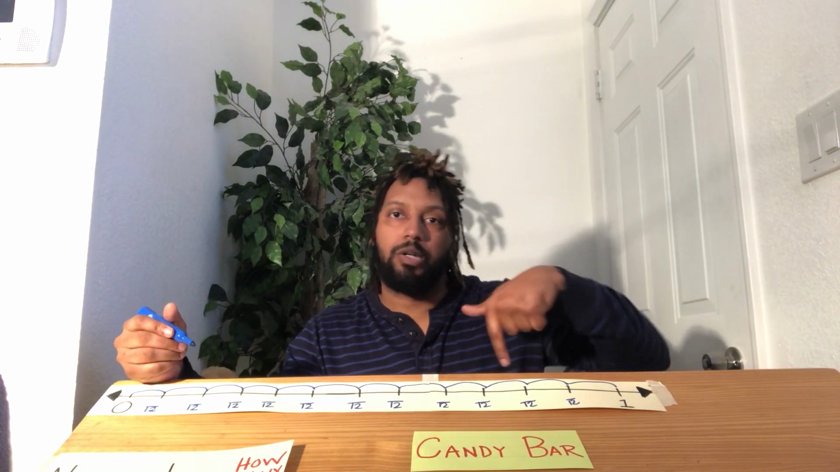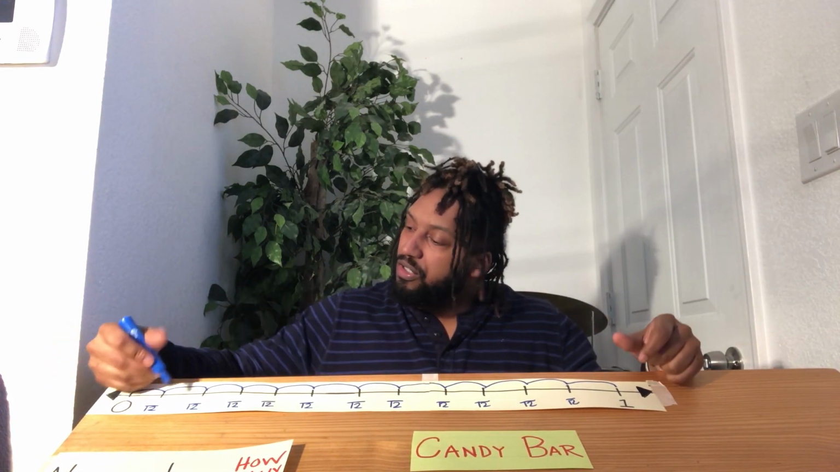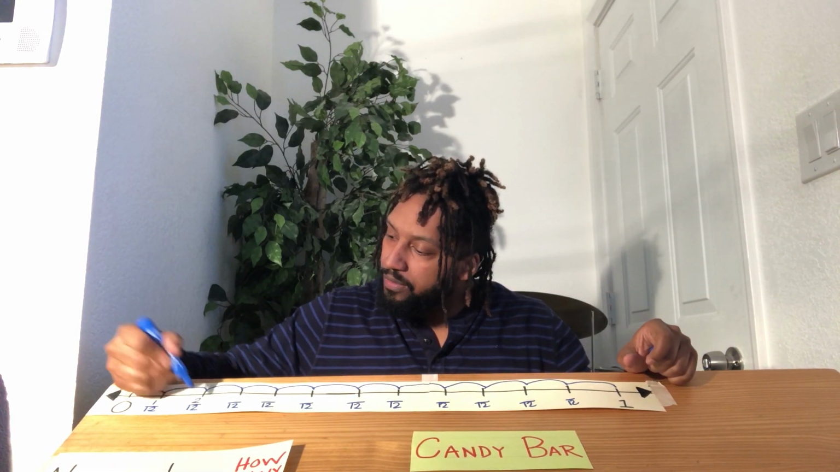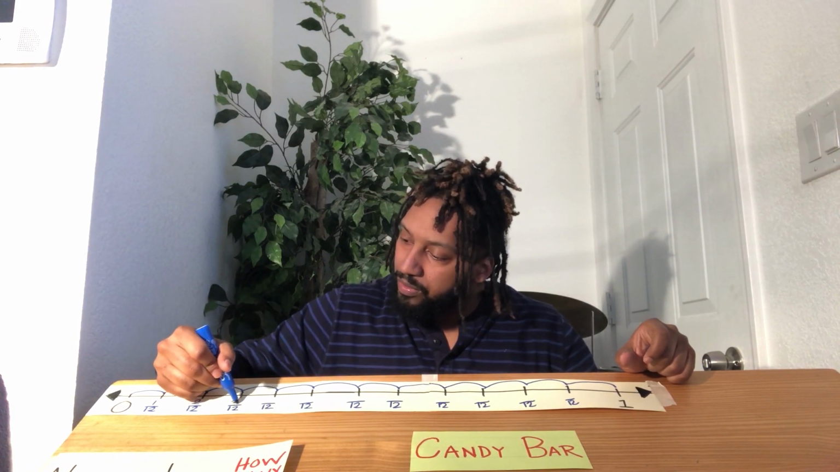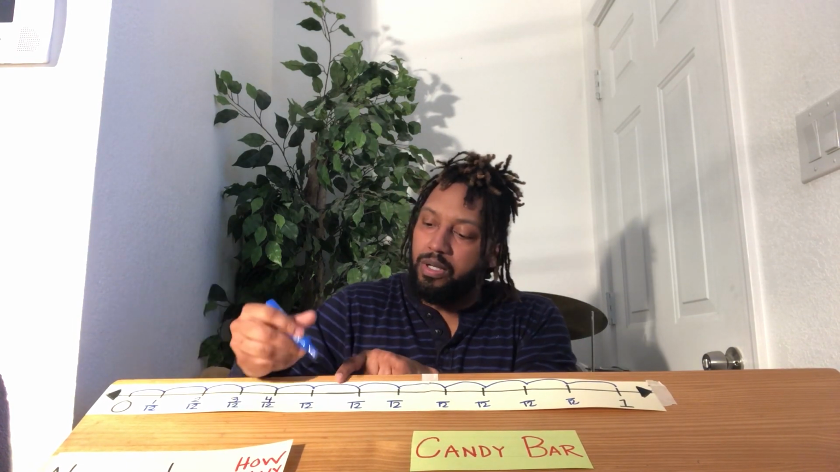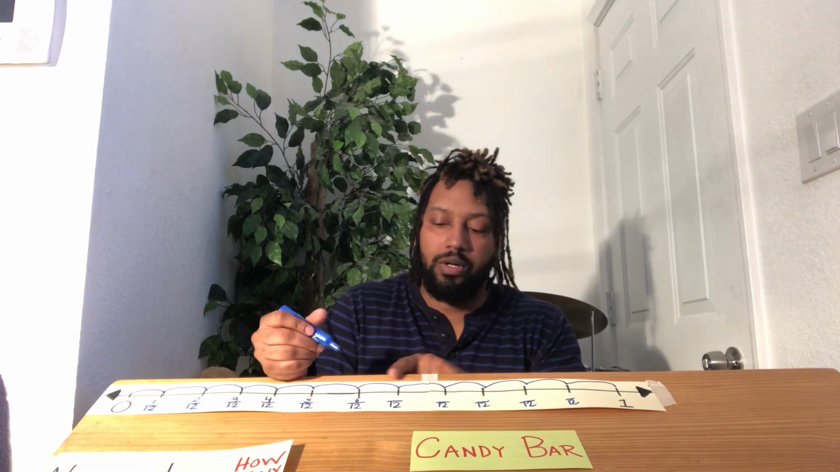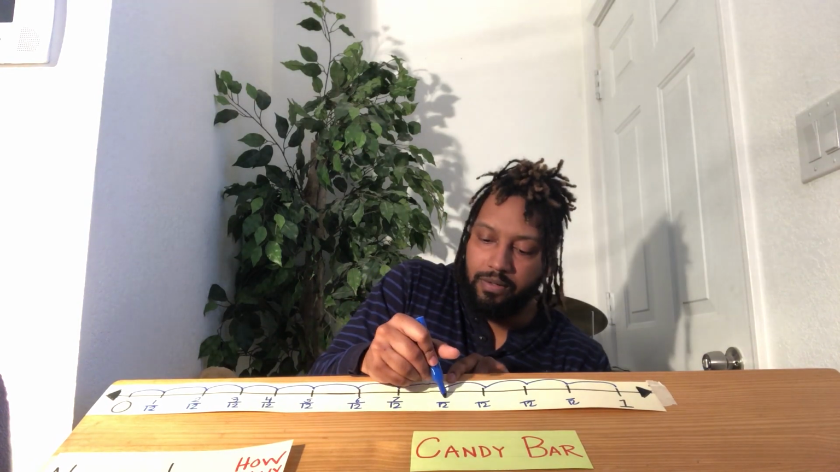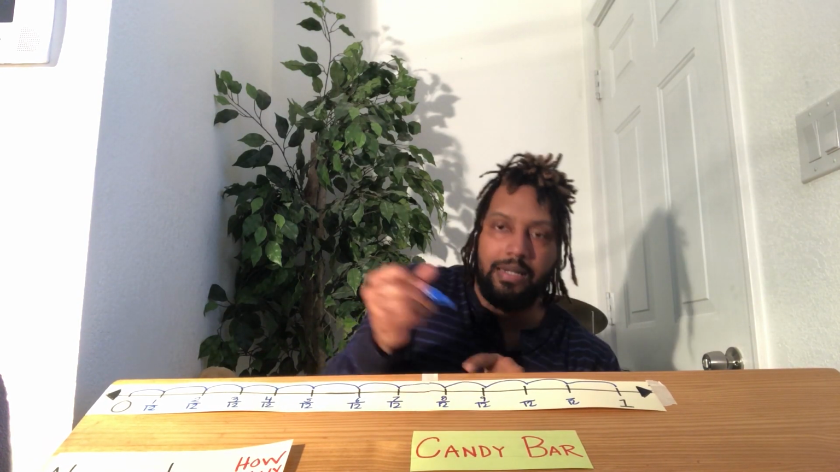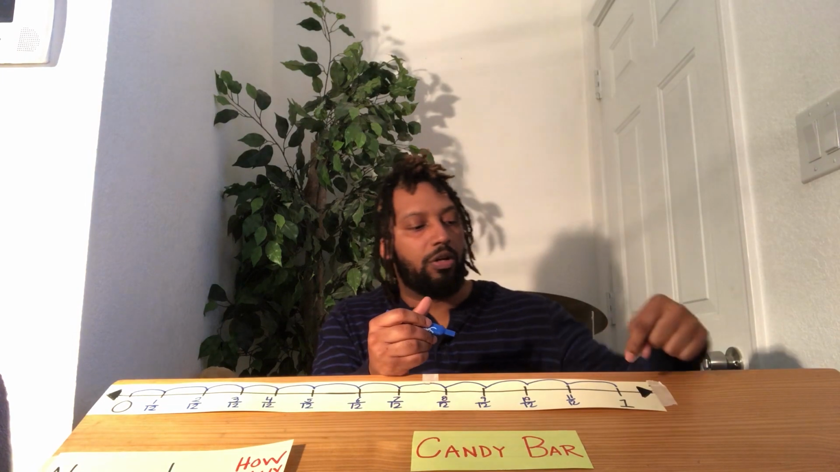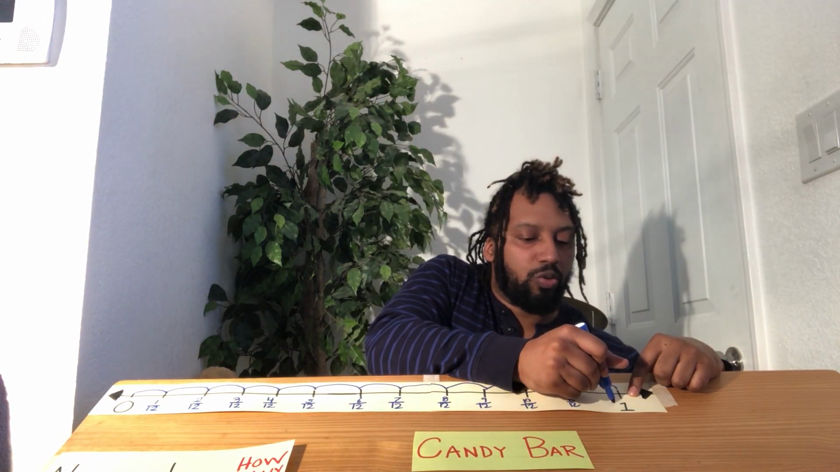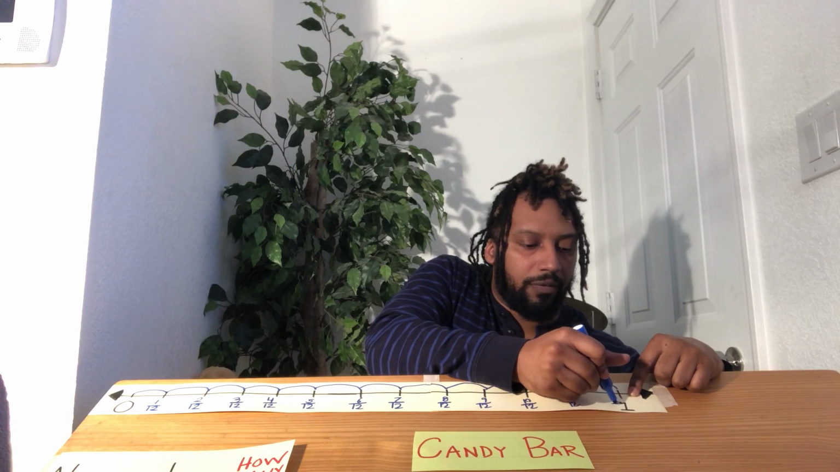Now we're going to just label the numerator, which is the top number. This is 0. My first piece I broke off was 1 out of the 12. So this first bar here will be 1/12. The second piece will be 2/12, 2 out of 12. Then keep going. This will be 3 out of 12, 4 out of 12, 5 out of 12, 6 out of 12, 7 out of 12, 8 out of 12, 9 out of 12, 10 out of 12, 11 out of 12, and this last piece here will be 12 out of 12.